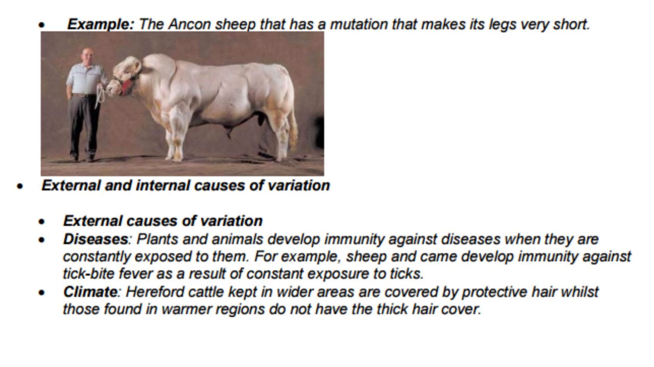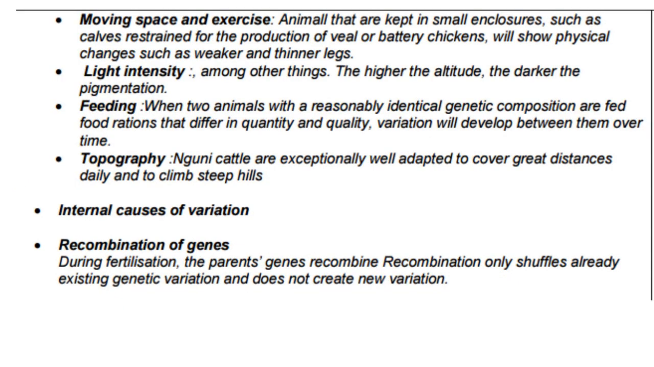exposure to ticks. Climate: Hereford cattle kept in colder areas are covered by protective hair, whilst those found in warmer regions do not have the thick hair cover. Moving space and exercise: animals that are kept in small enclosures, such as calves restrained for the production of veal or battery chickens, will show physical changes such as weaker and thinner legs.